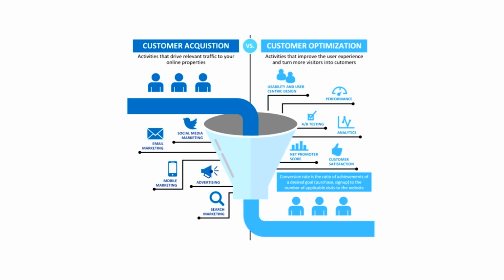So during the customer acquisition, there is another term which comes to mind, which is known as customer optimization. Let's read about the customer acquisition first, then we'll go to the customer optimization. So acquisition is activities that drive relevant traffic to your online properties, right? So basically you have certain online presence, you have social media marketing, let's say through Twitter, email, advertising, mobile marketing, search engine optimization, and basically you are trying to go from customer acquisition towards optimization, where activities that improve the user experience and turn more visitors into customers, right?